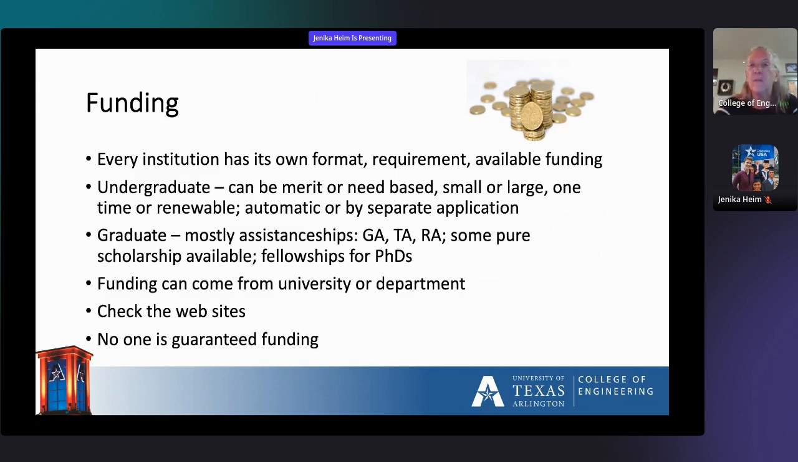Again, funding can come from the university or from a department. And don't forget private funding. Different companies throughout the world will offer some funding for graduate studies. And check the websites. The websites have a lot of information about funding available. And keep in mind, no one is ever guaranteed funding, whether at the graduate level or at the undergraduate level. Next, please.